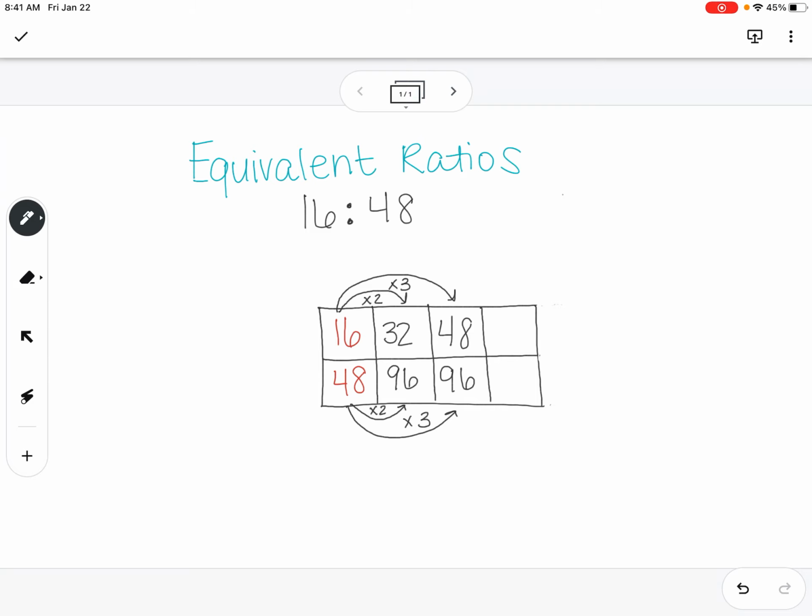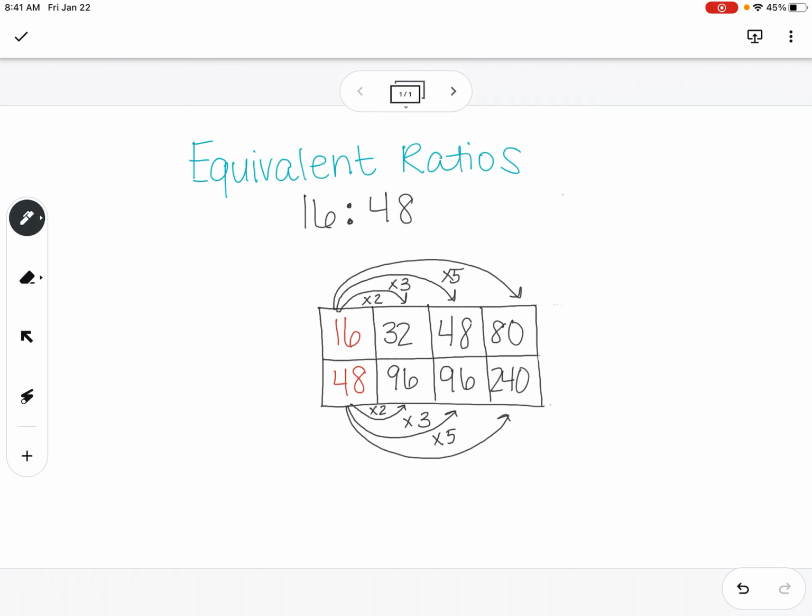I can choose any number that I want. I just have to multiply both terms by the same number in order to get an equivalent ratio. So I'm going to choose 5 now. I'm going to do 16 times 5, which is 80, and 48 times 5, which is 240. So again, the ratio 80 to 240 is equivalent to 16 to 48.